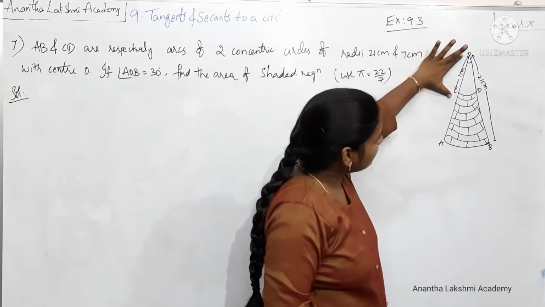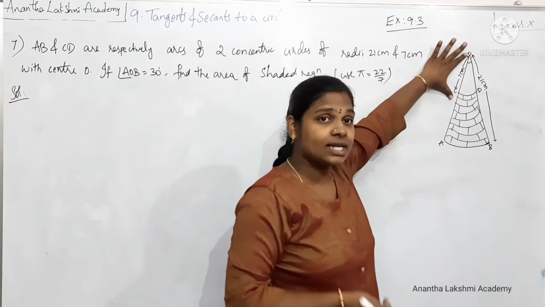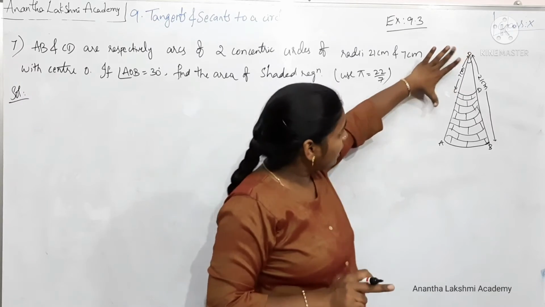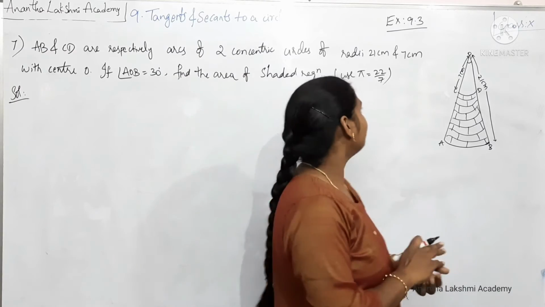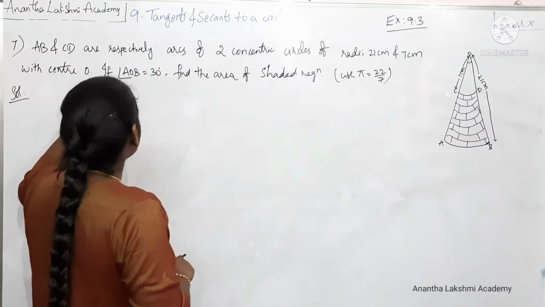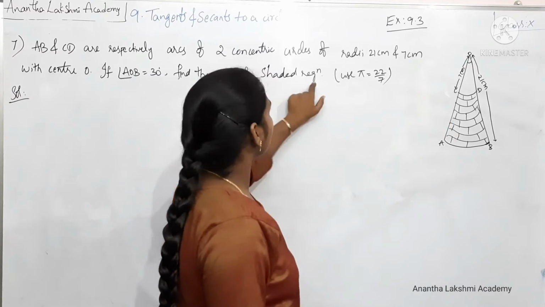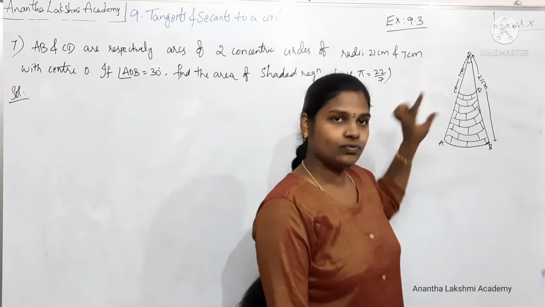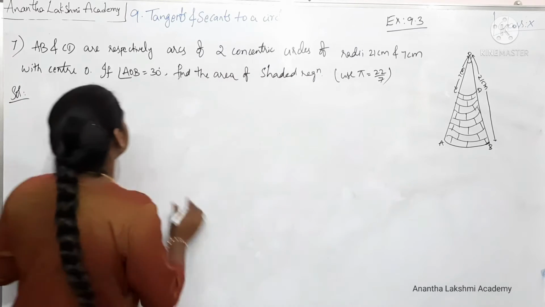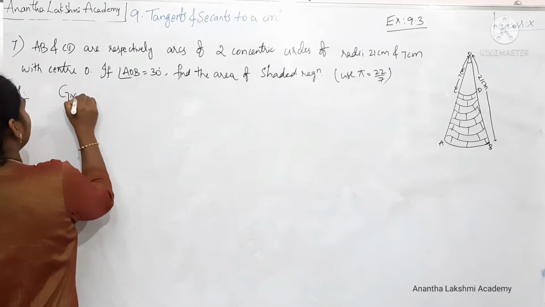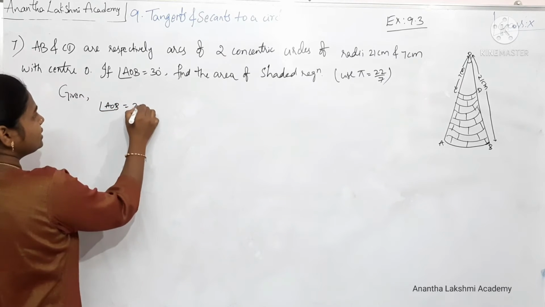Now CD is an arc of one circle, meaning 7 centimeters is the radius of one circle and 21 centimeters is the radius of the bigger circle which lies outside. Now if angle AOB is equal to 30 degrees, find the area of the shaded region. This area we have to figure out. Now there are 2 circles, isn't it? Okay, let me write the given: angle AOB is equal to 30 degrees.